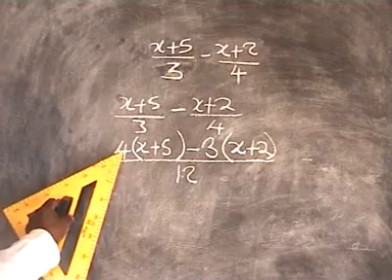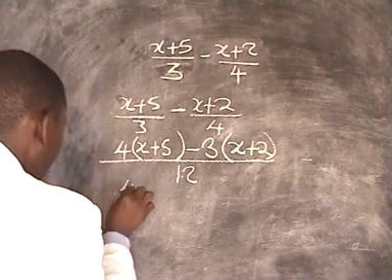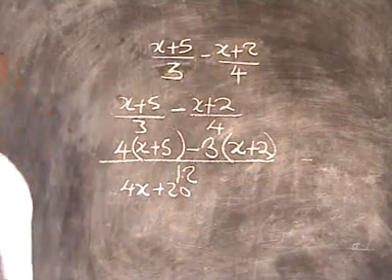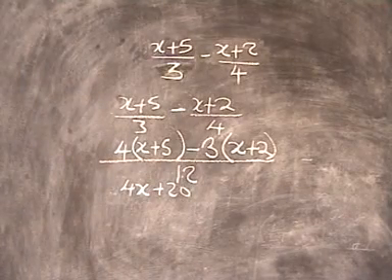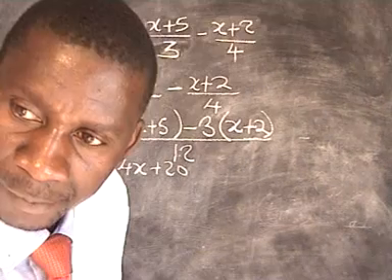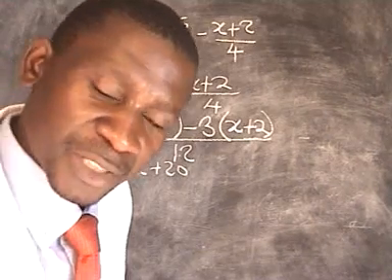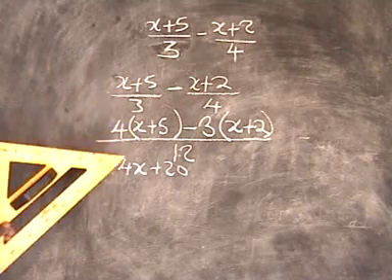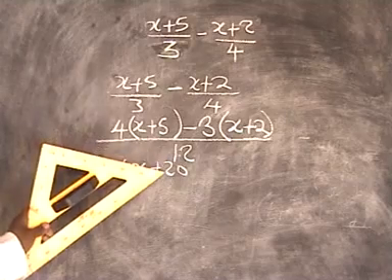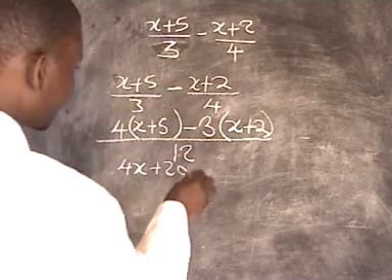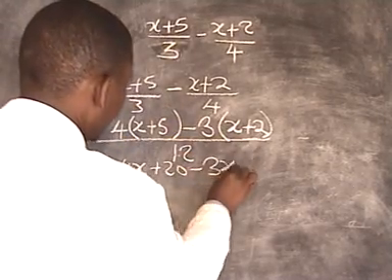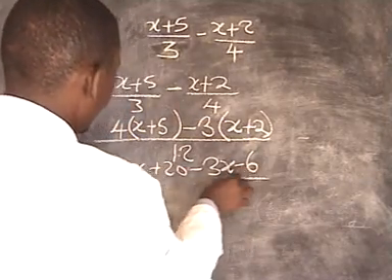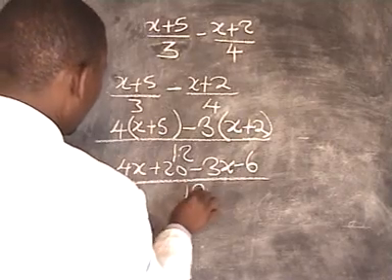Then from there, 4 multiplied by x, you get 4x. And 4 multiplied by 5, you get 20 like that. And this is not all that difficult to understand. I'm sure at this point in time you have seen how I am distributing. This 4 multiplied by x, I get 4x, and 4 multiplied by positive 5, I get positive 20. Negative 3 multiplied by x, I get negative 3x there, and negative 3 multiplied by positive 2, I get a negative 6. Then I maintain that this is over a 12.